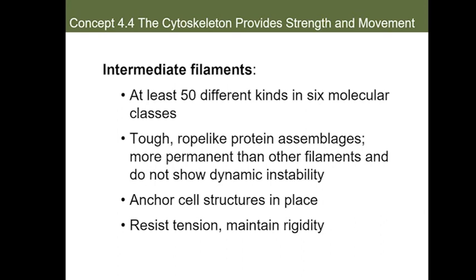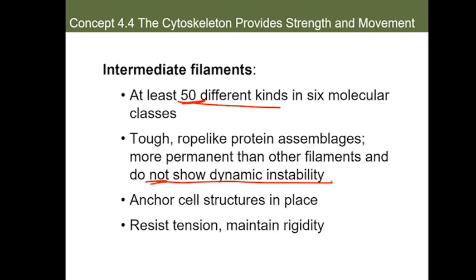So there are intermediate filaments. There are at least 50 different kinds in 6 molecular classes. They are tough, rope-like protein assemblages. They are more permanent than other filaments and do not show dynamic instability. So do not show that.